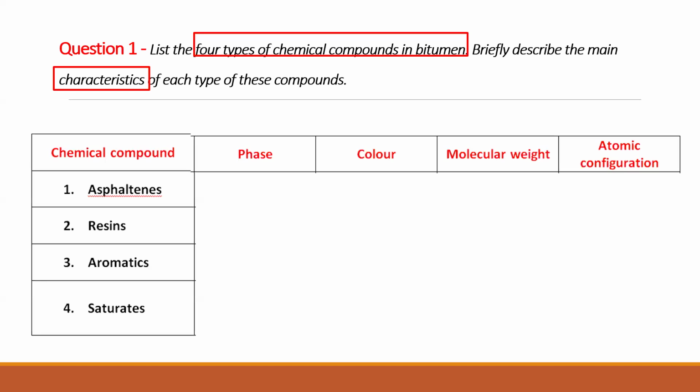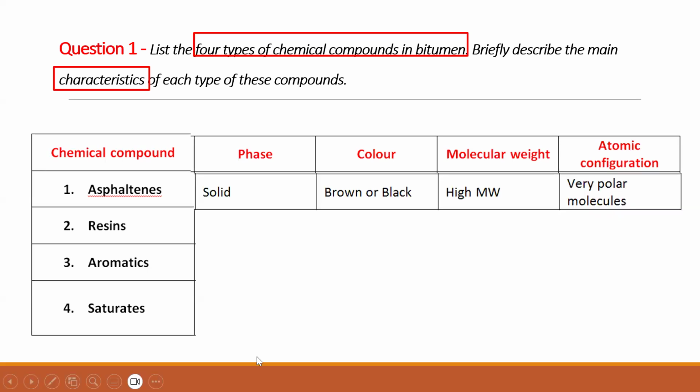If you look at asphaltenes, are they gas, liquid, or solid? They are solid. And what color are they? Dark brown or black. Molecular weight, are they high or low molecular weight? High molecular weight. How about the atomic configuration? Are they polar or non-polar? Van der Waals attractions, what are they? High polar. Very polar molecules. How about the resins?